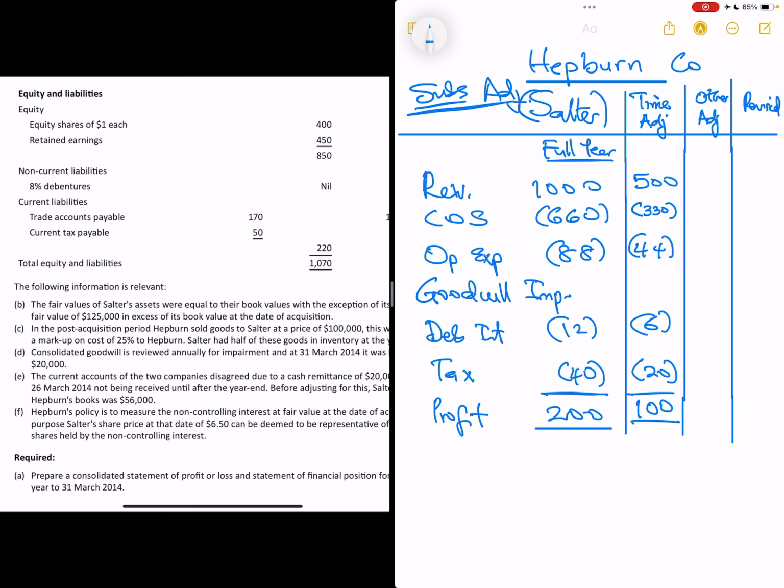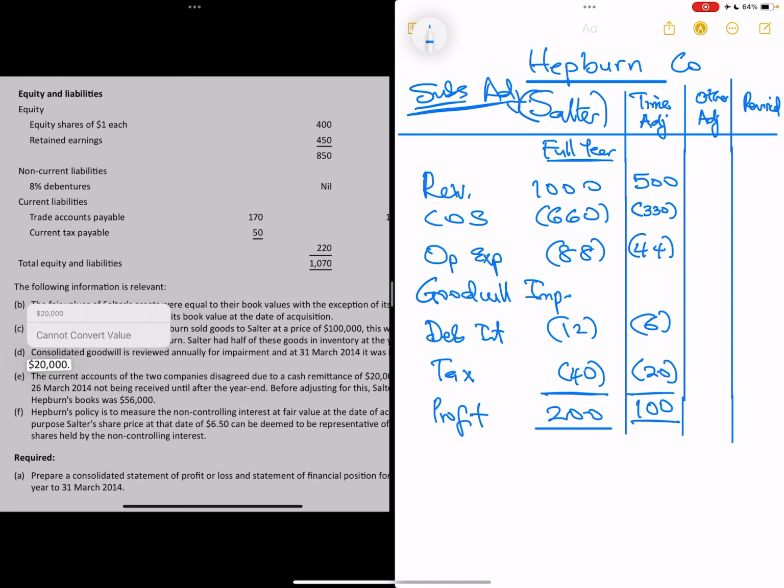So the only thing we need to adjust for here is the goodwill impairment, because they have told us that the NCI is measured at fair value. That means the goodwill impairment must come into the subsidiary's adjustment. And that impairment was given to be 20,000, which means we need to put 20 here. In that case, that's the only thing that needs to be adjusted for. Every other thing remains the same. And we have a revised profit of 100 minus 20, and that will be 80.